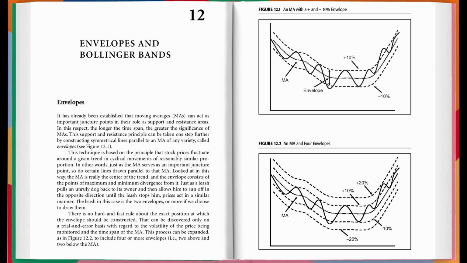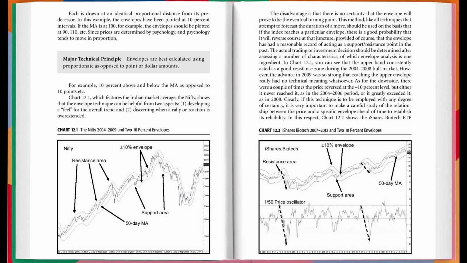This process can be expanded, as in Figure 12.2, to include 4 or more envelopes, i.e., 2 above and 2 below the MA. Each is drawn at an identical proportional distance from its predecessor. In this example, the envelopes have been plotted at 10% intervals. If the MA is at 100, for example, the envelopes should be plotted at 90, 110, etc. Since prices are determined by psychology, and psychology tends to move in proportion, for example, 10% above and below the MA as opposed to 10 points, etc.